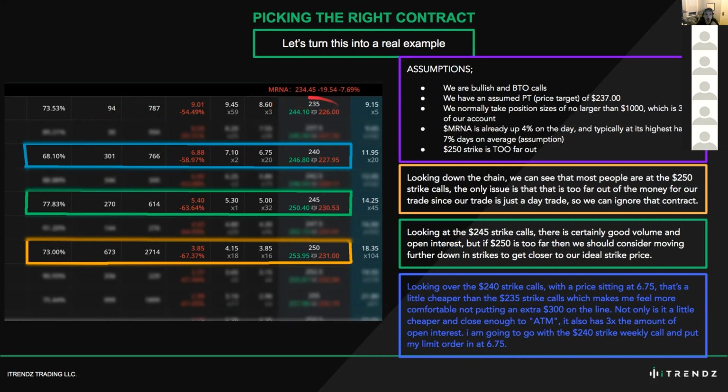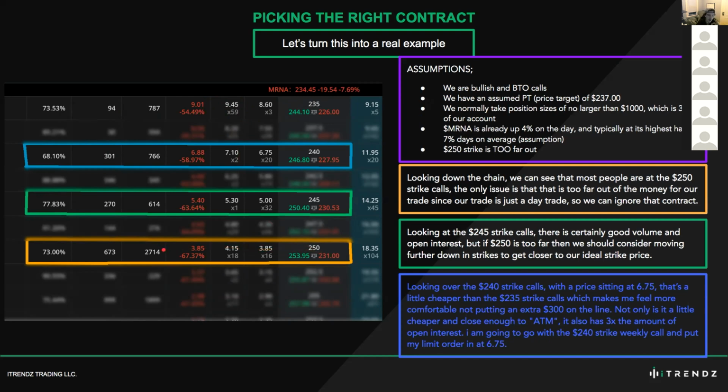So let's say that 235 was way too expensive for our blood. $945 a contract. We've got a $2,000 account, we've got a $5,000 account, something like that. Too expensive for our blood. So we need to buy a little bit further out of the money, keeping in mind that we have that 237 price target, right?